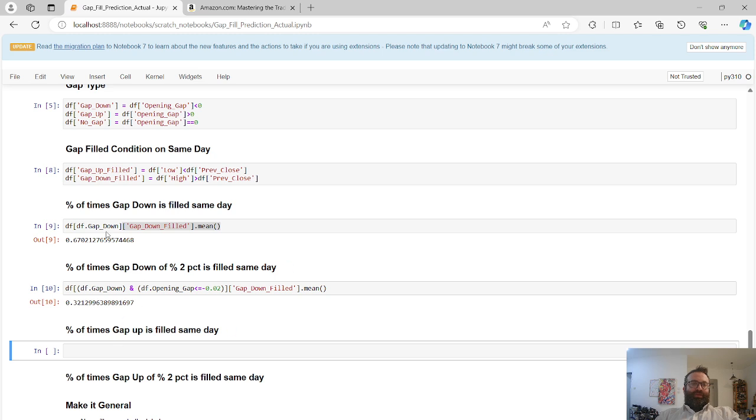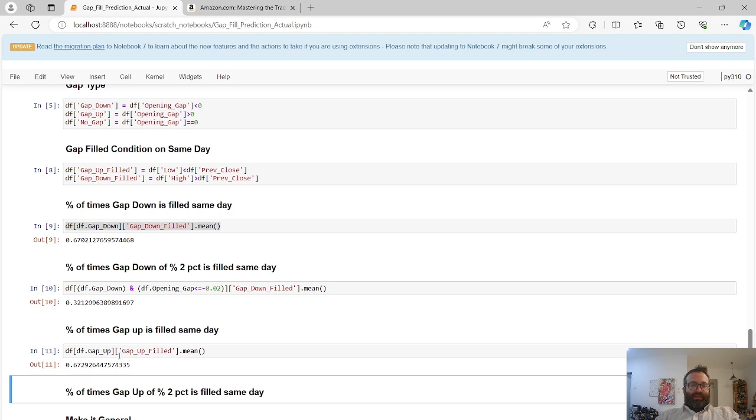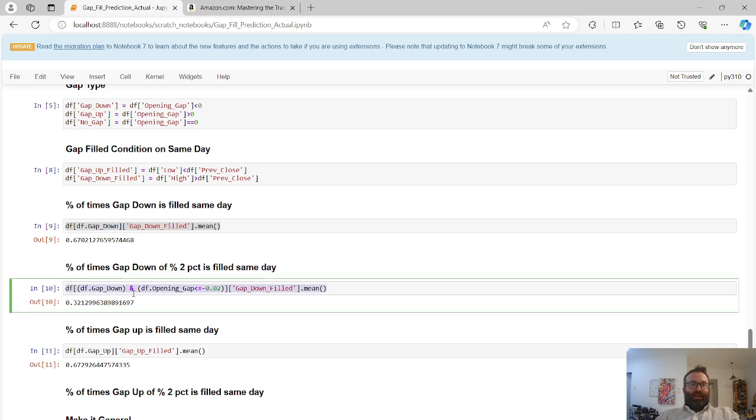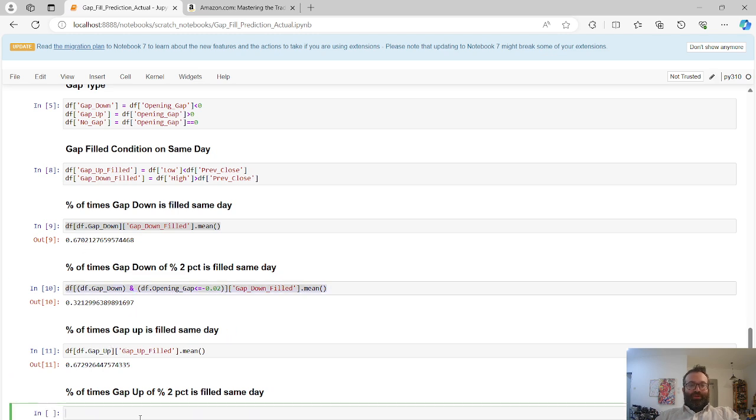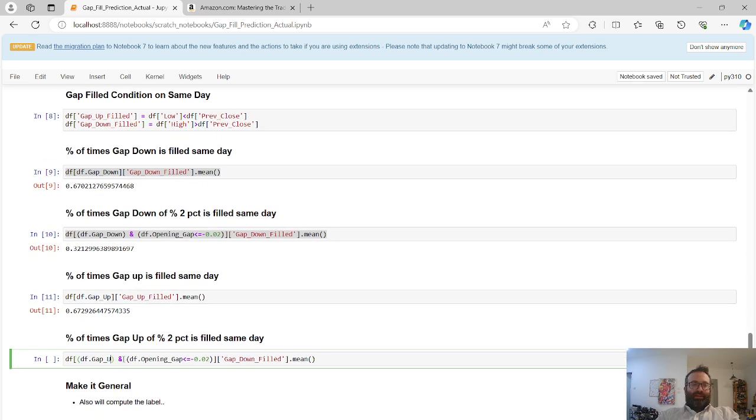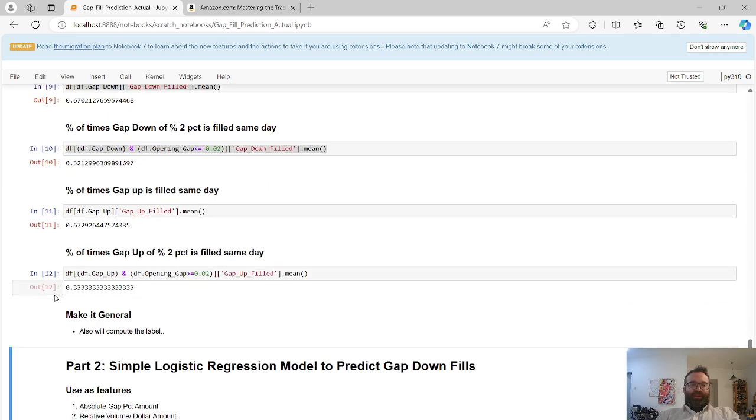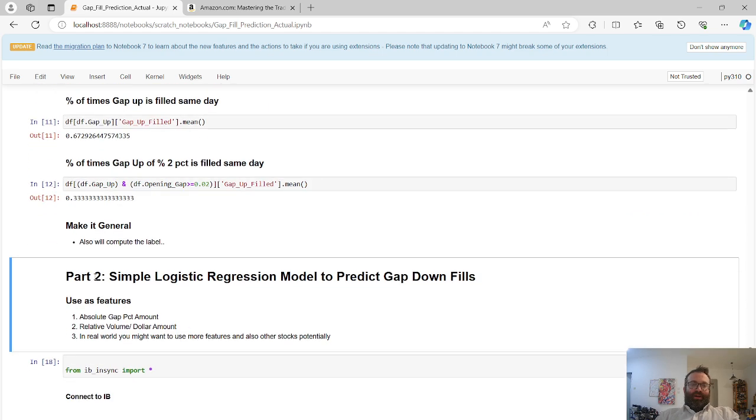And then similarly for gap up, we'll do the percentage of the times it's filled the same day. So I'll do gap up filled. 67%. So it's very similar. 67.29 and the other one is 67.0. And then we'll do a similar thing here where it gaps up over 2%, and let's see how many times it fills. Gap up filled. Ooh, nice, 33%.